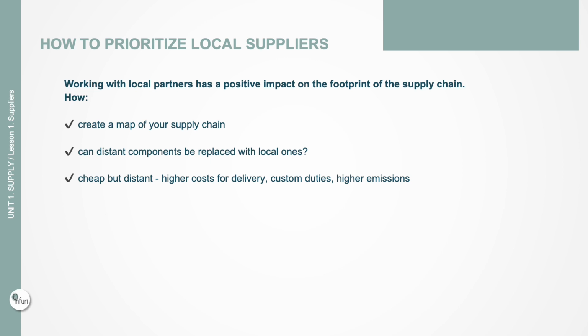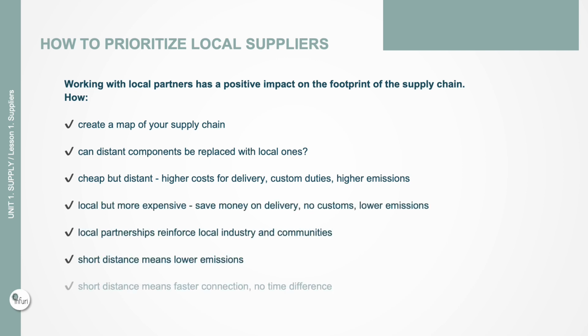Perhaps the cost of a component that arrives from far away may be cheaper, but it also requires higher costs for the delivery, resulting in higher emissions and import customs duties. Could a distant component be replaced with a more local one? If the local component is more expensive, can the overall cost be compensated due to proximity, like saving money on delivery, having lower emissions, and no customs duties?